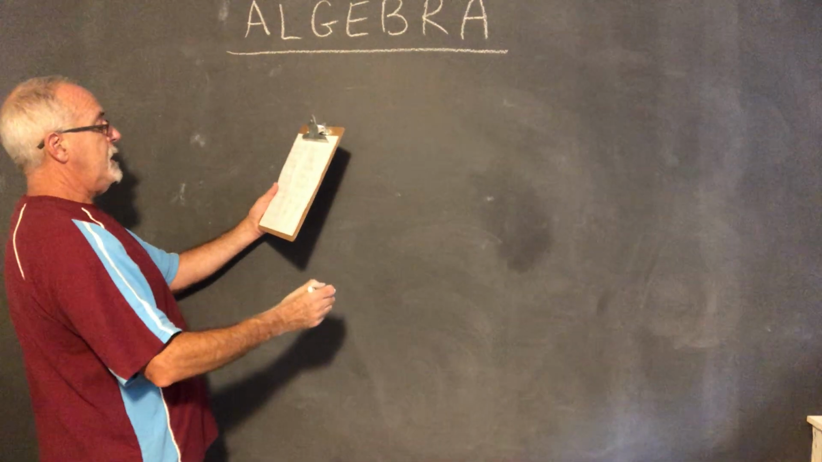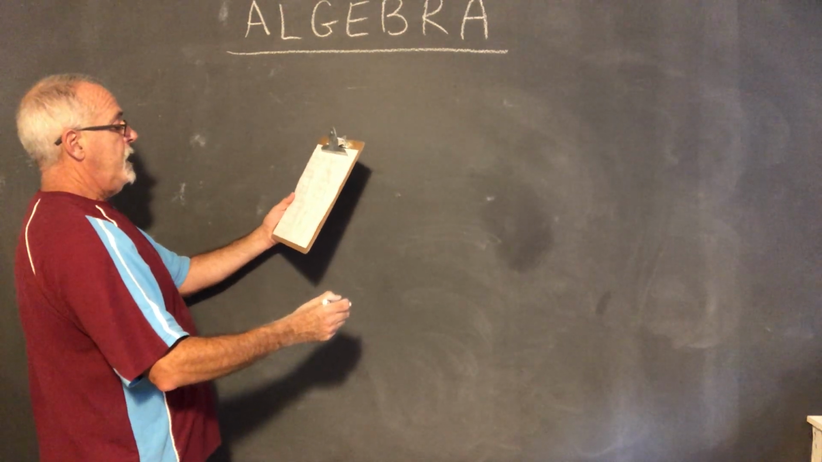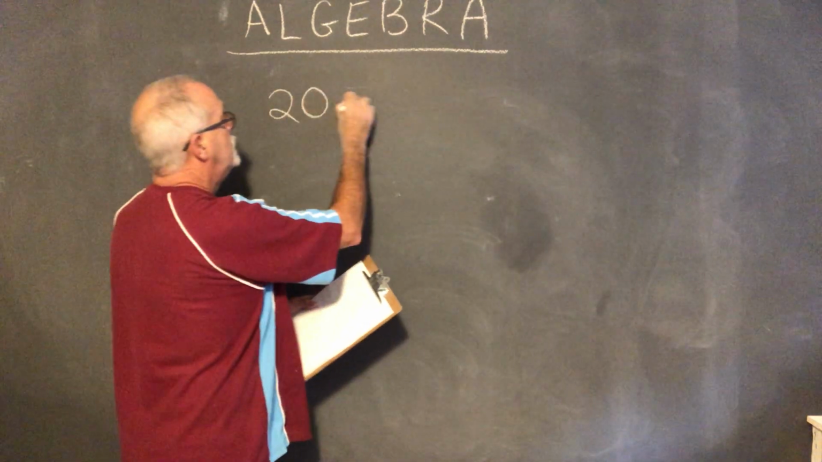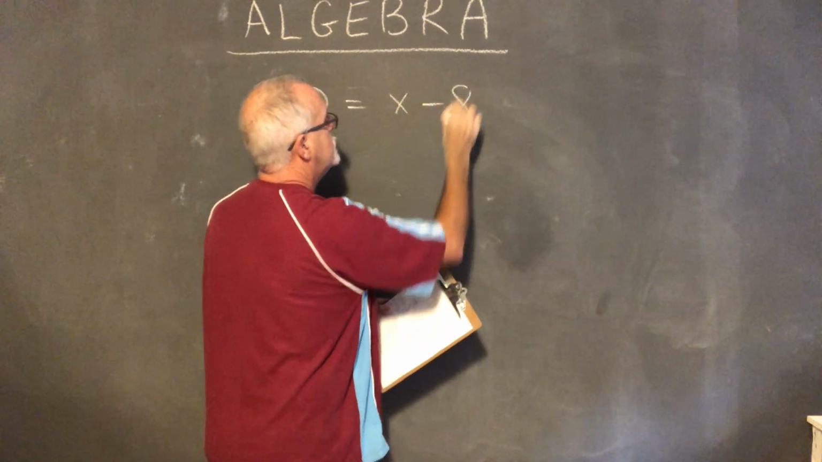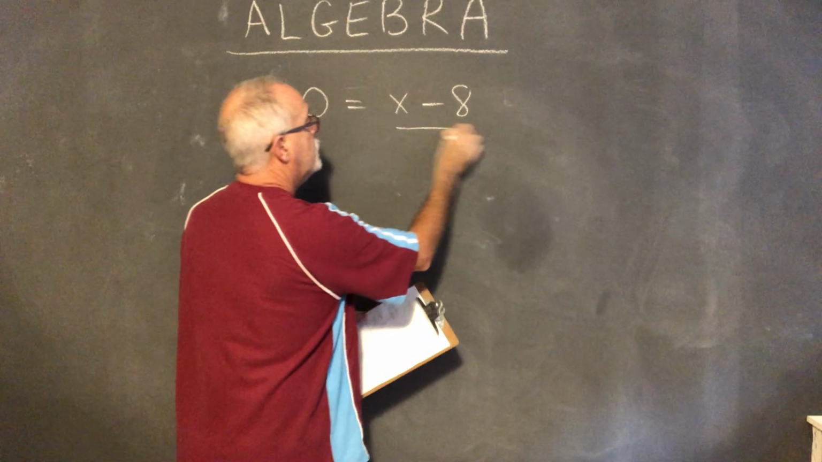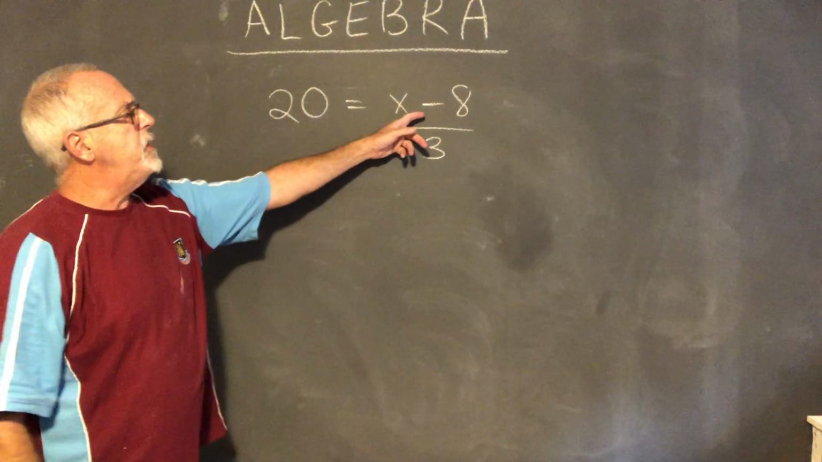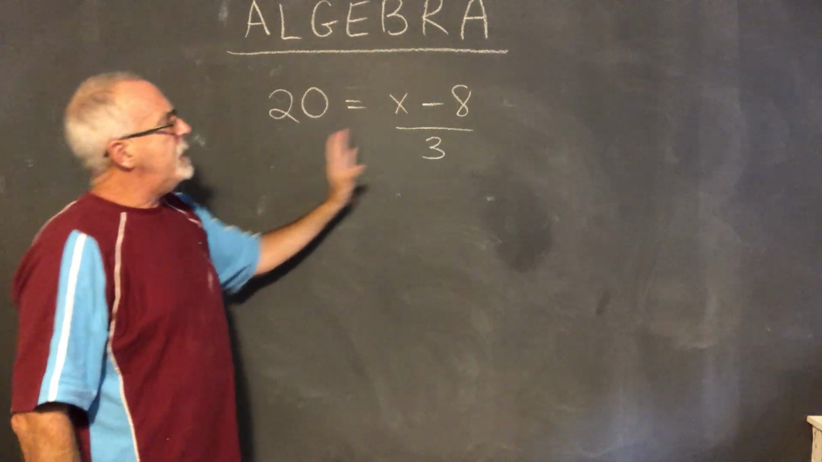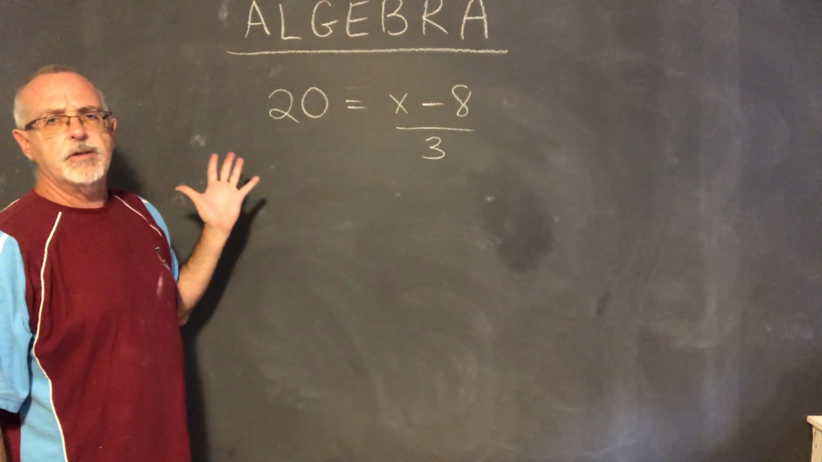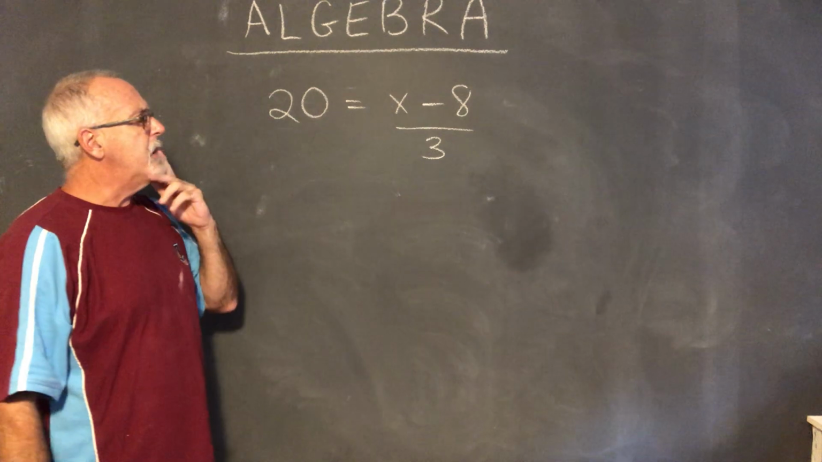Okay, we have 20 equals. Then we have the giant fraction over on the right side this time, x minus 8 over 3. So this time in the numerator I am subtracting a number from my x. Last time I was adding. And that thing is over on the right side instead of on the left side, but I think we realize now that that doesn't matter very much.